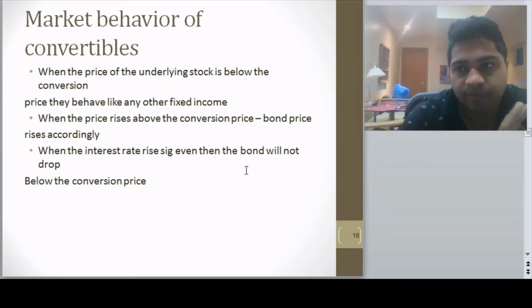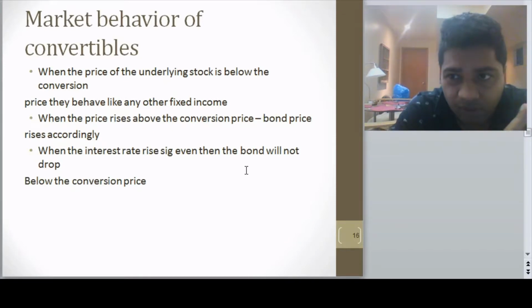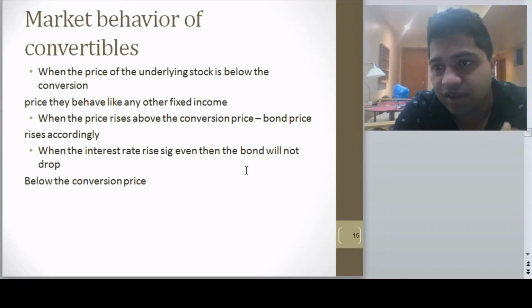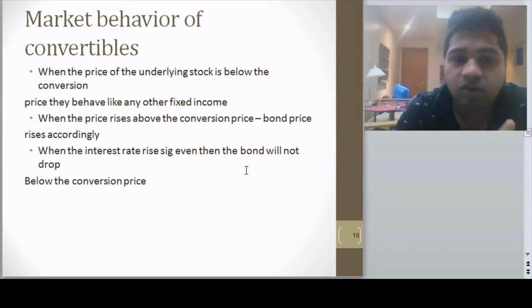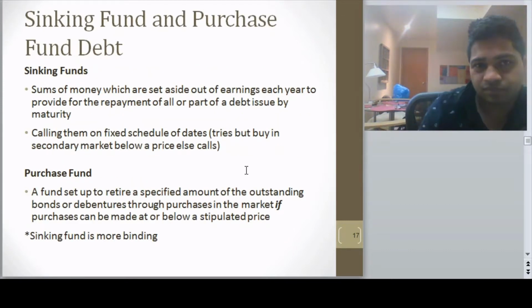So three aspects. A convertible bond acts like a normal bond when the price of the underlying stock is below the conversion price. It acts like a share, rising in value when the price of the share is above the conversion price, and they have a precaution. So even if interest rates rise significantly, bond prices will not fall below the conversion price.